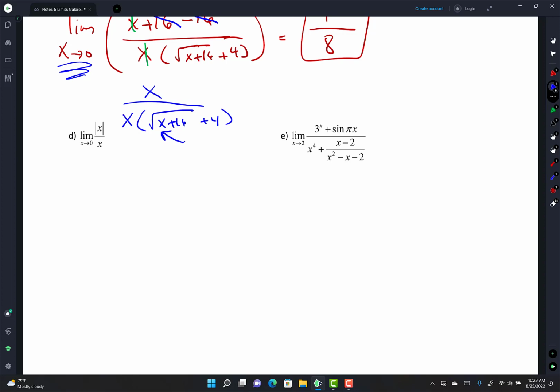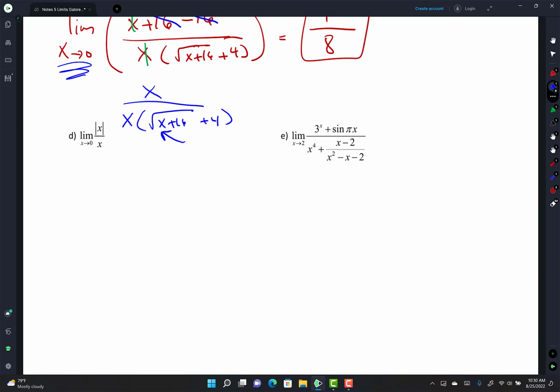Give me a number. It's always 1, or it could be negative 1. It depends on what the x value is. Do you guys understand that? I'll explain it again.